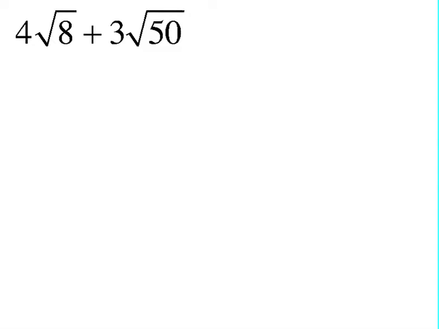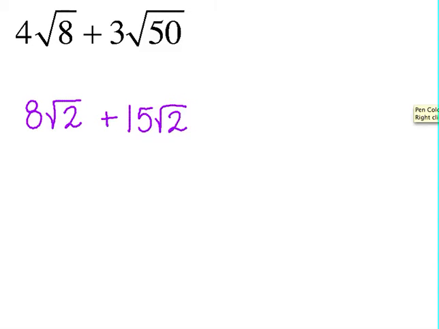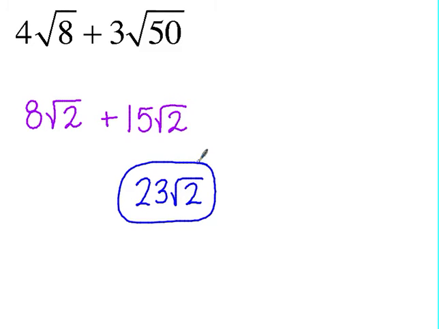4 root 8, do you guys have one for me yet? 8 root 2? Okay. So we get 8 root 2. Those of you at 3 root 50, what'd you get? 15 root 2. 15 root 2, very good. So now, if you notice, we did each of those problems together, we get 23 root 2. Okay? Questions? Pretty straightforward.